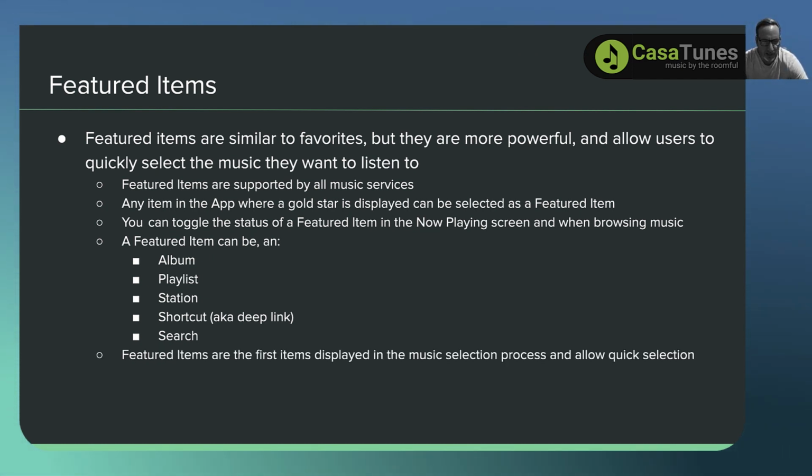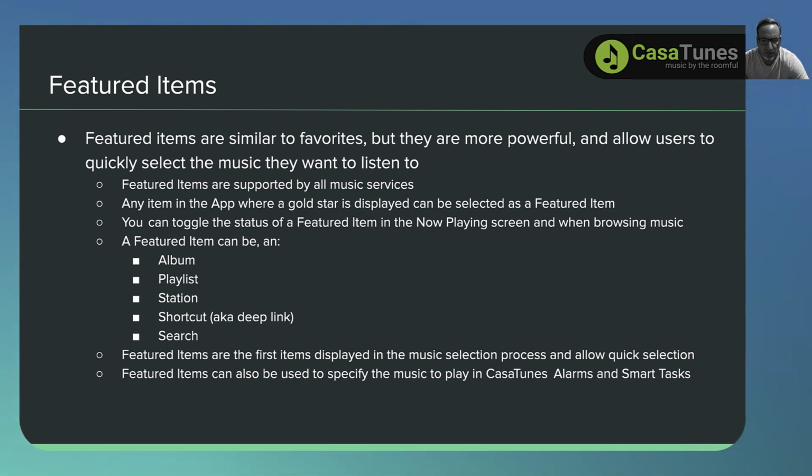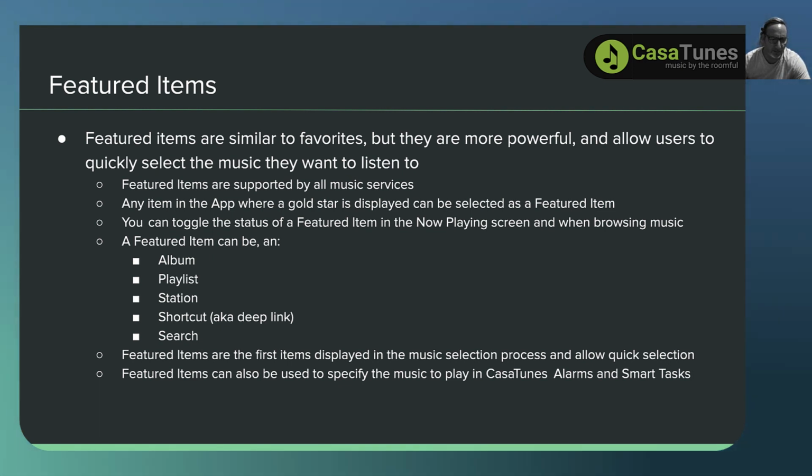Because featured items is a quick way for you to select the music, we will display these featured items first in the music selection process, and we'll show you that. And the reason we're taking this detour into featured items is because featured items can also be used to specify the music that you select to play in the CasaTunes alarms as well as smart tasks. And smart tasks is something that we'll review in a different video.